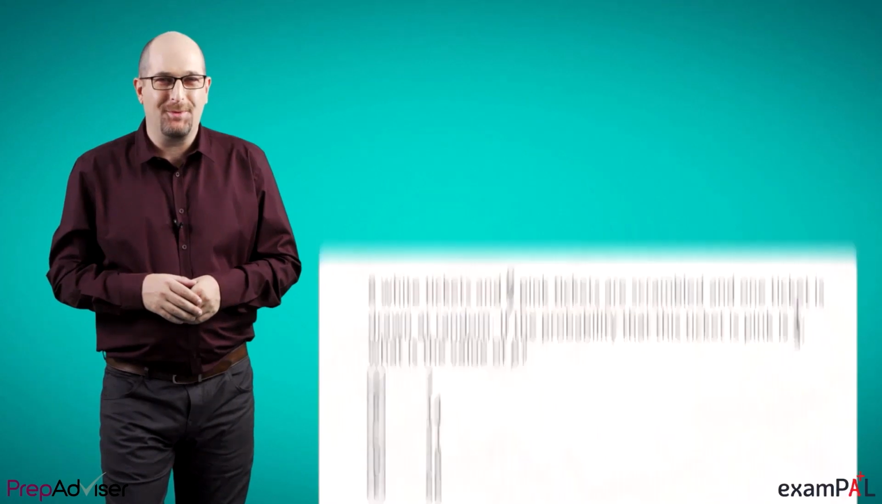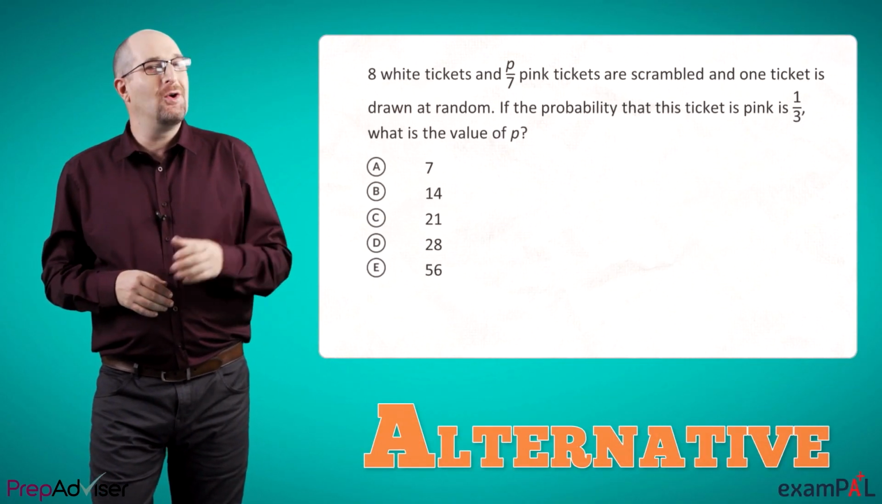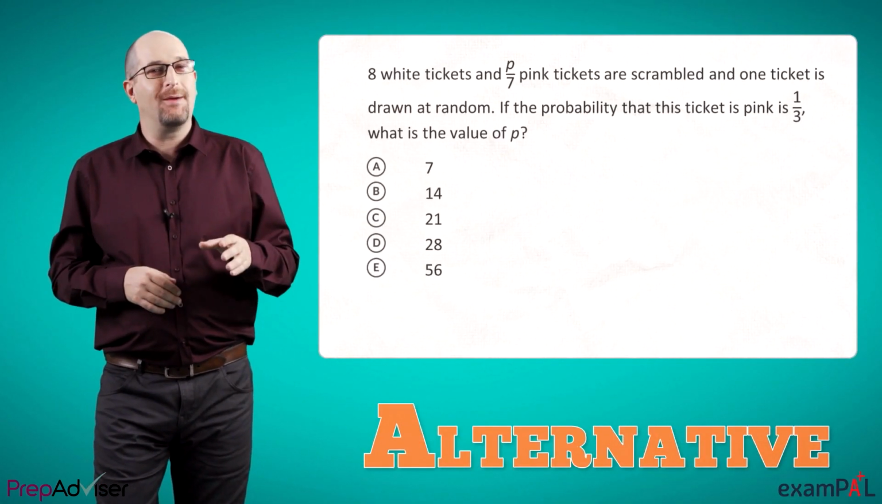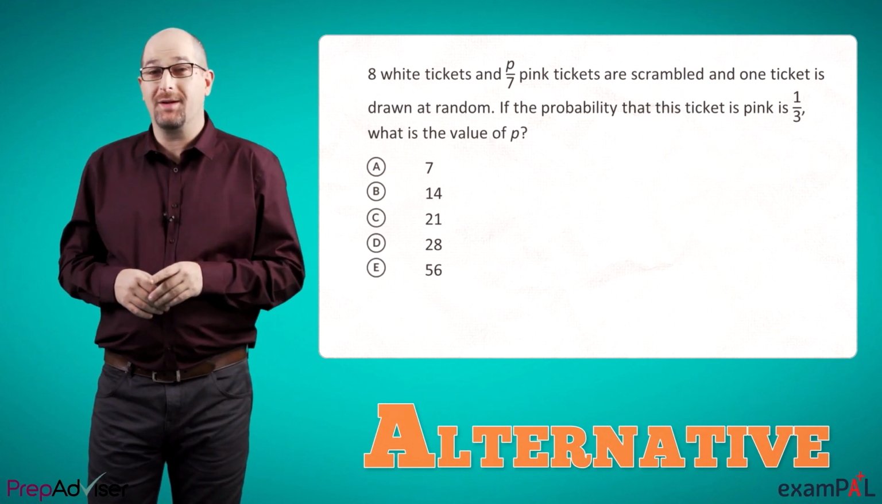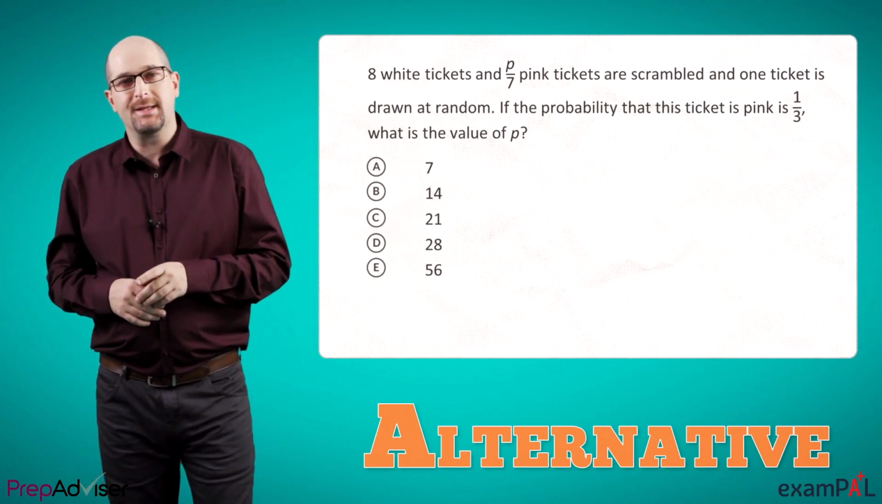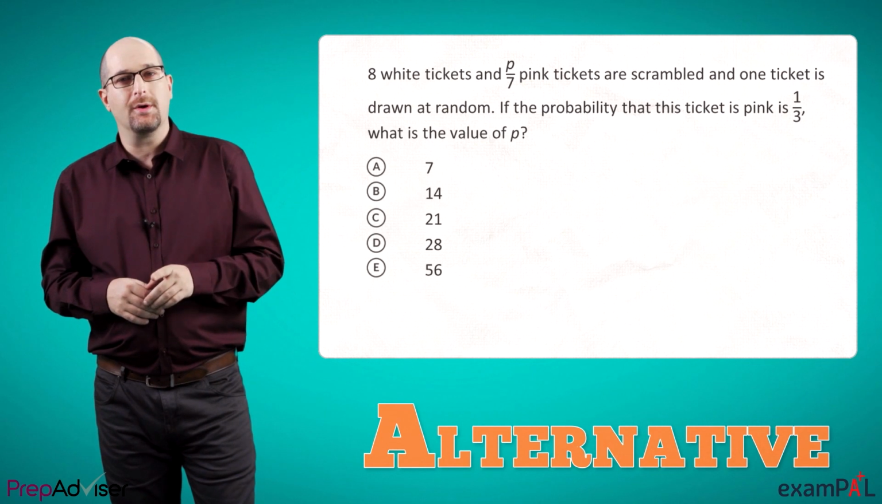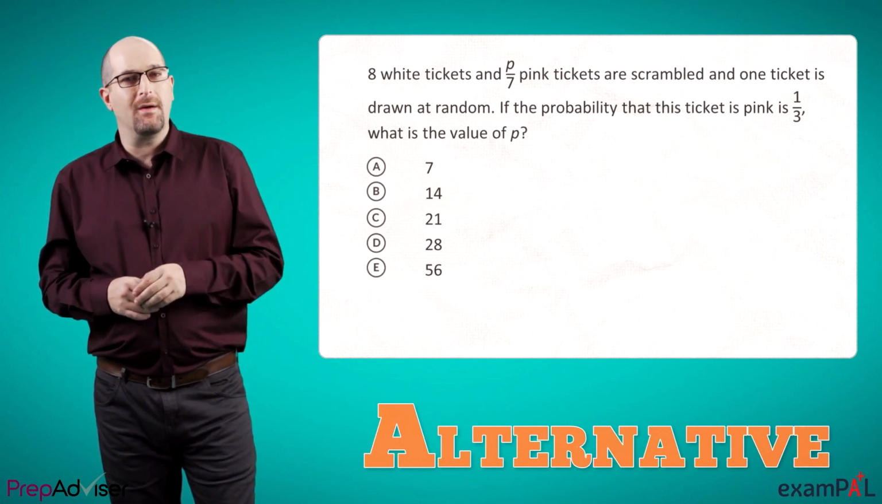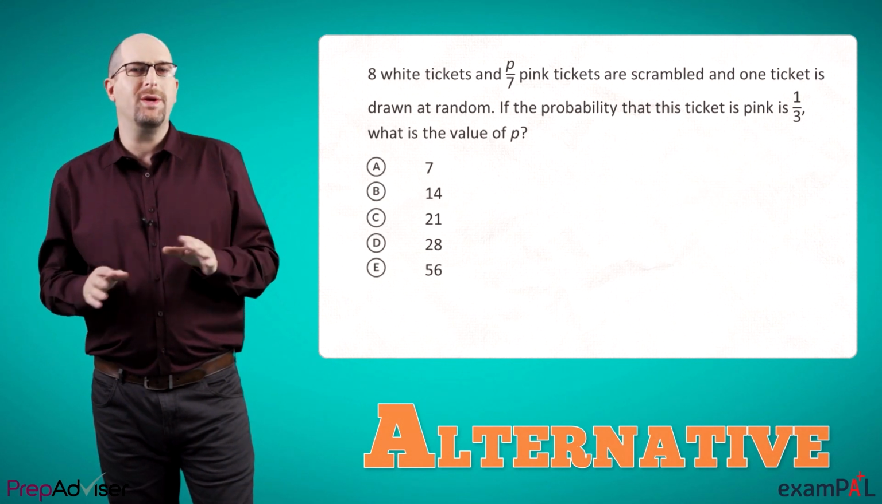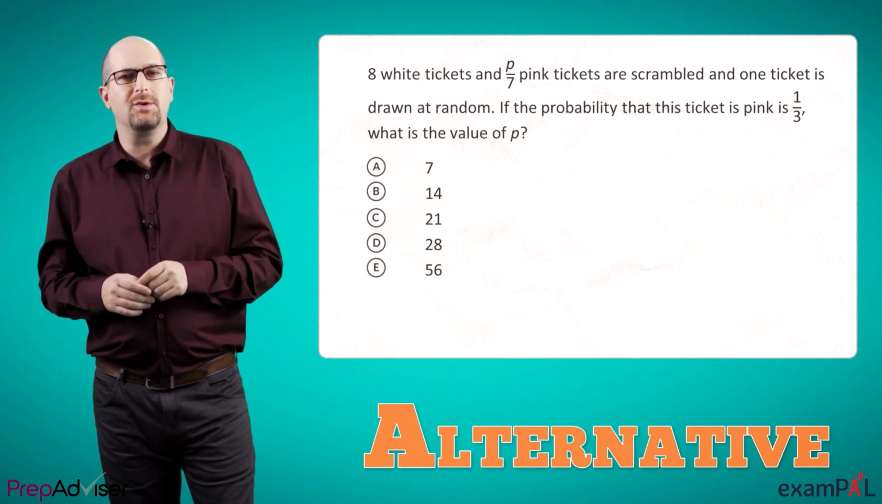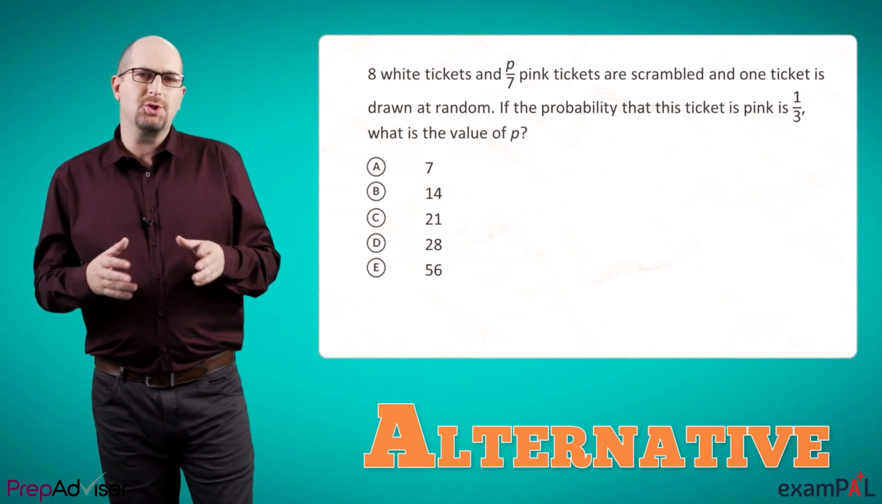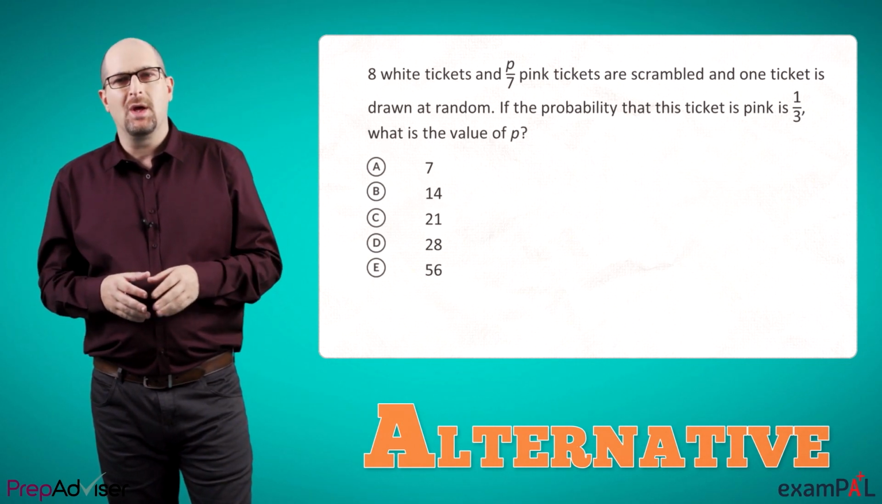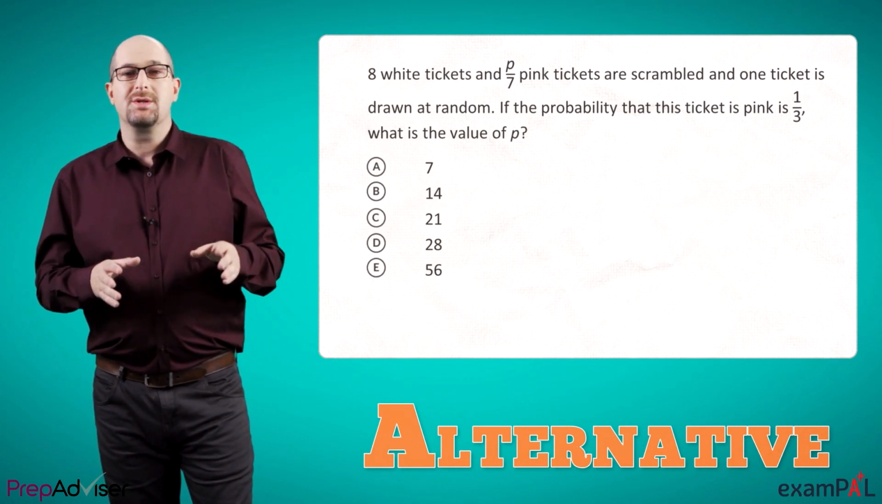Let's look at an example. 8 white tickets and P/7 pink tickets are scrambled, and 1 ticket is drawn at random. If the probability that this ticket is pink is 1/3, what is the value of P? Here the question has a variable, P, whose value we don't know. One thing we can do is simply pick an answer and try solving for the value in it. We'll start with the median answer, C.